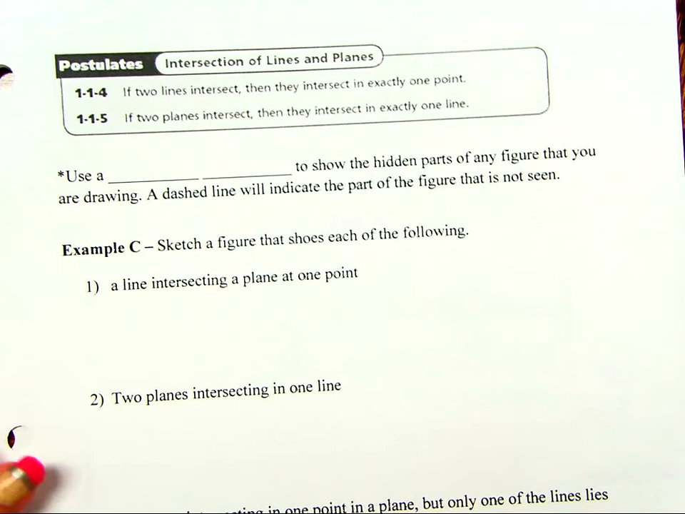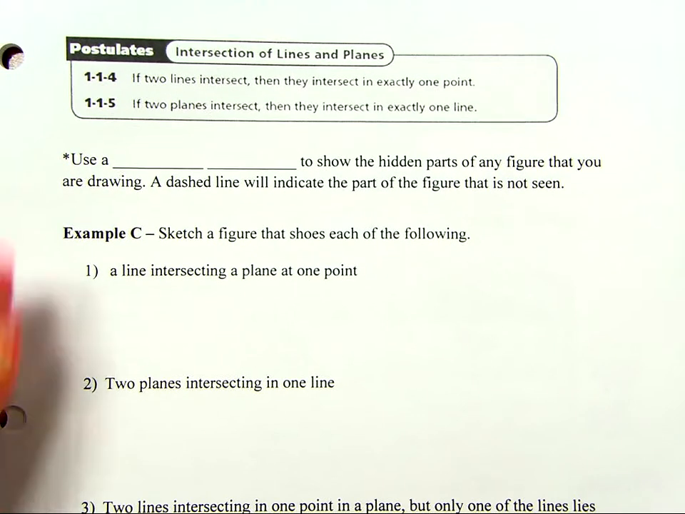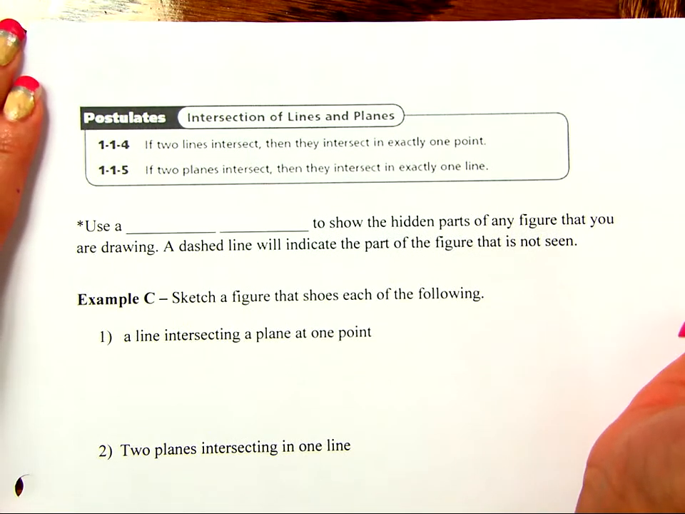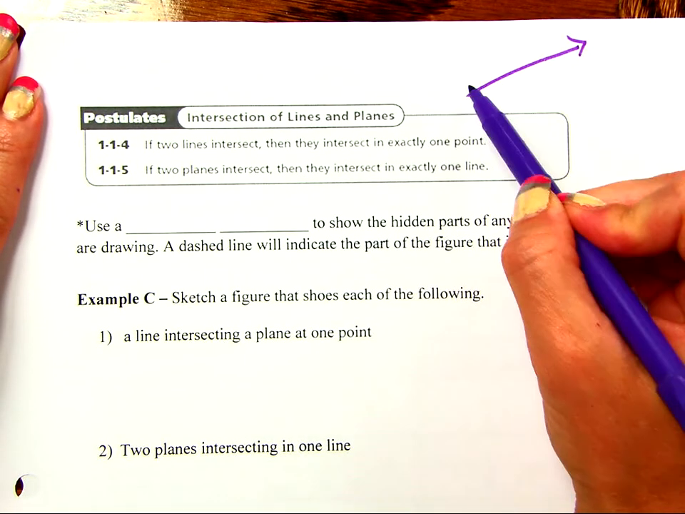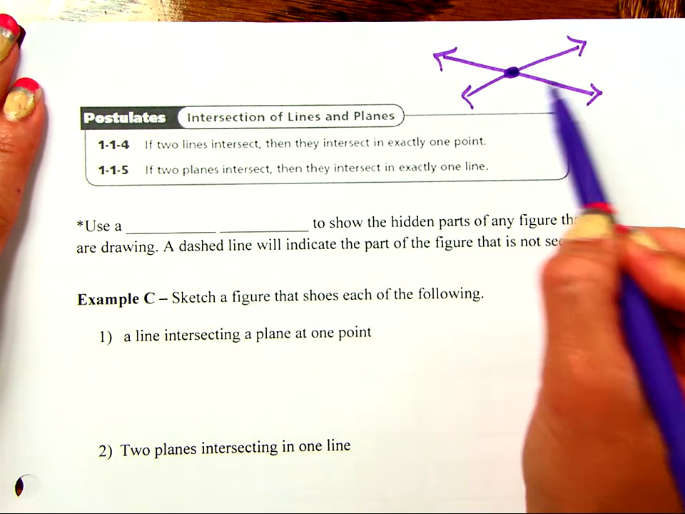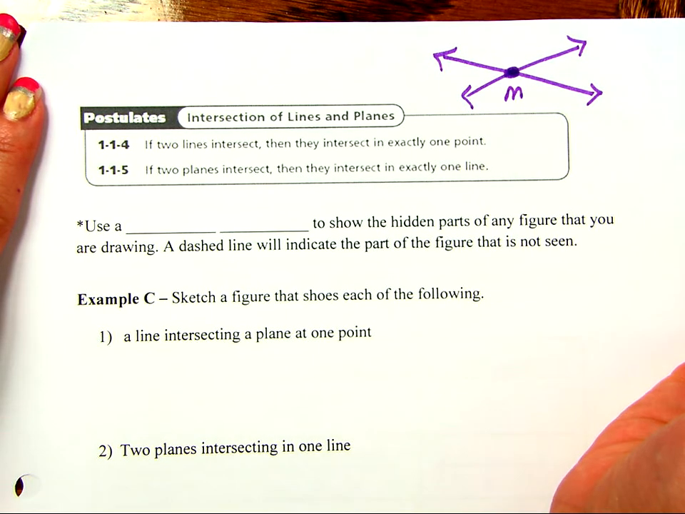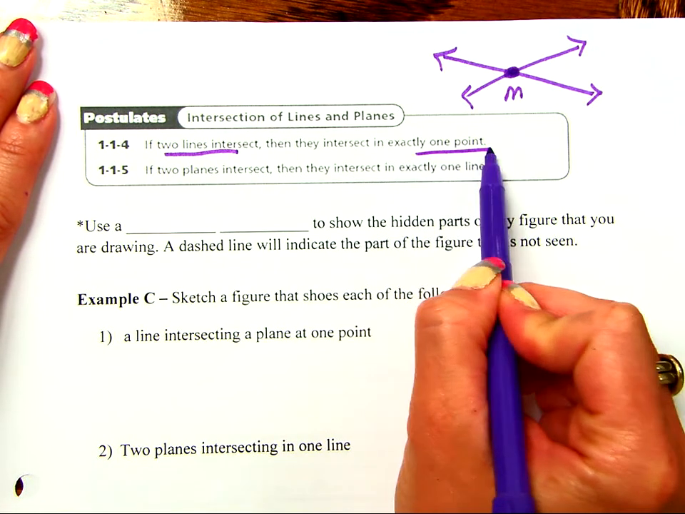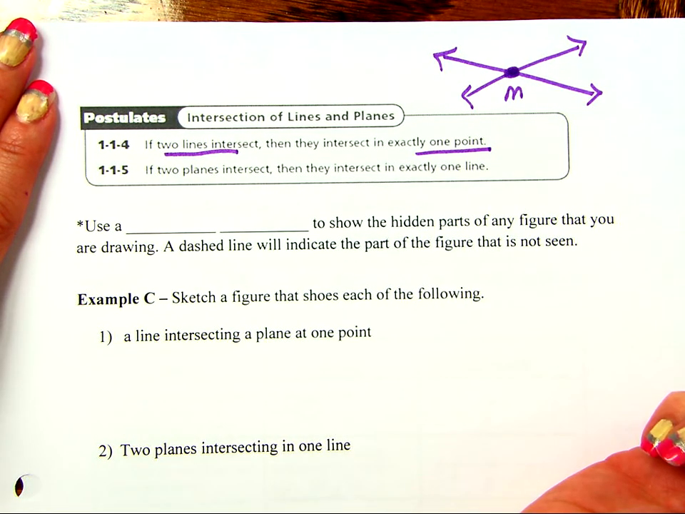On page 3, the last couple postulates, well, up at the top, if we were to sketch two lines intersecting. Here's my intersection point. Maybe I'm going to call that point M. Is it possible that those lines will intersect again in a second place? No, not if my lines cannot curve, right? So if two lines intersect, their intersection is going to be one point.